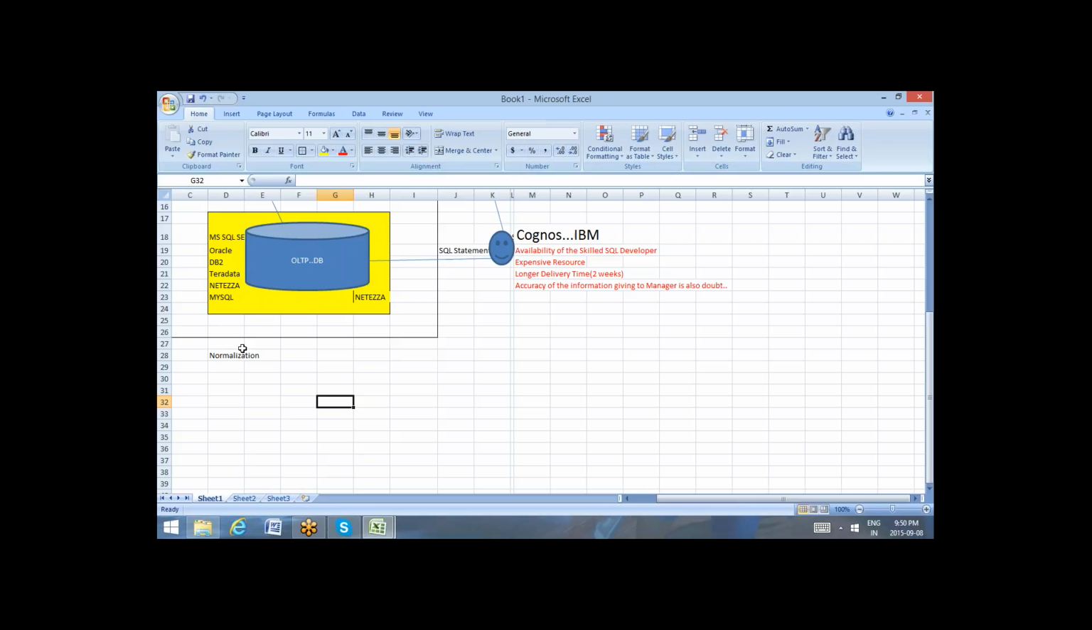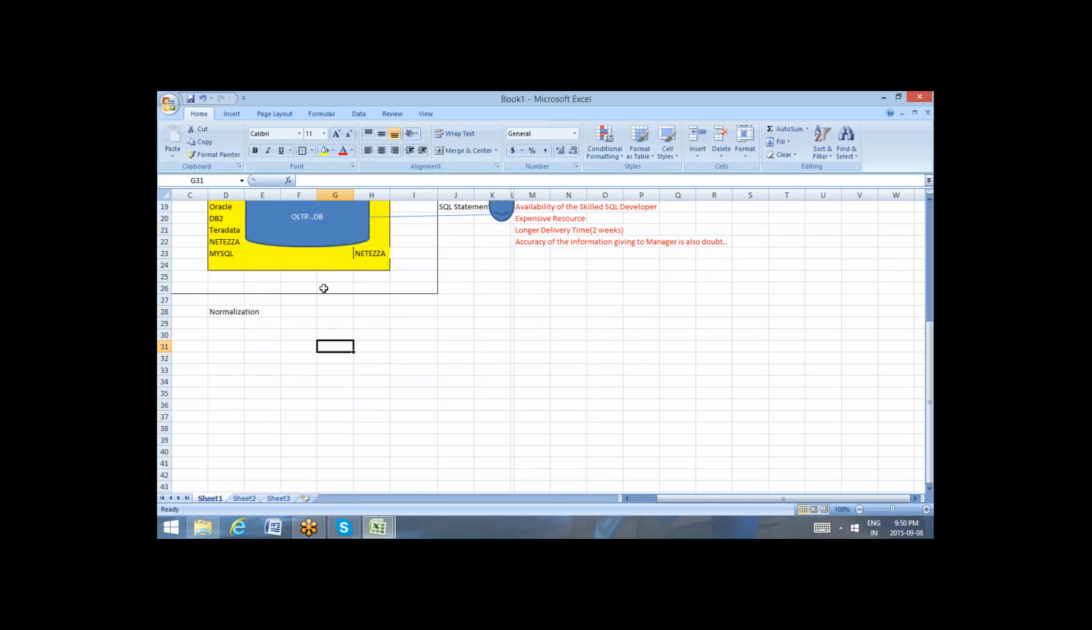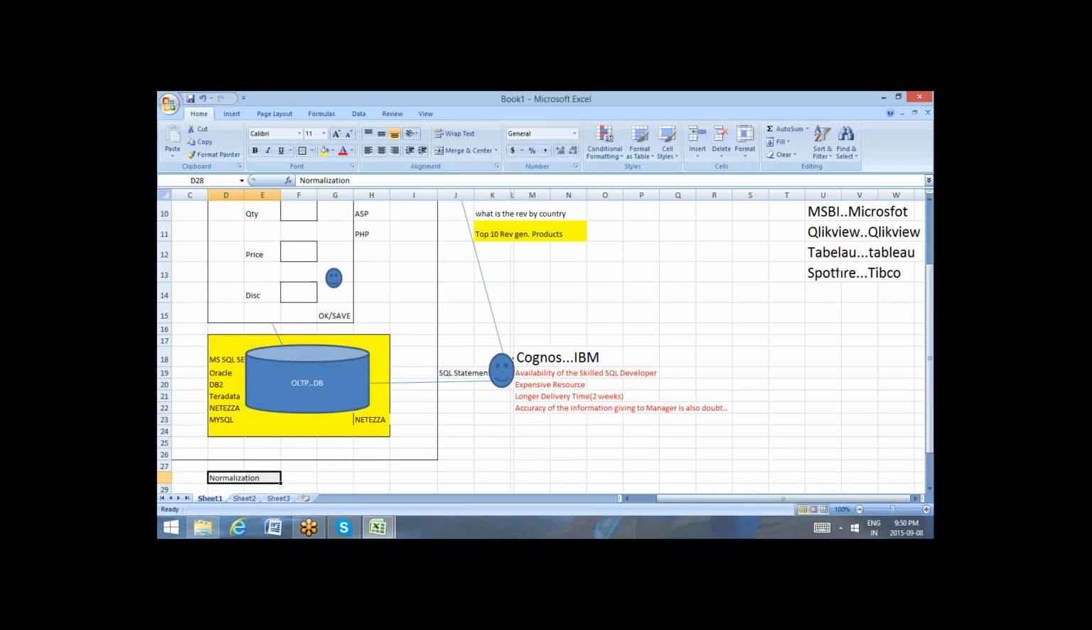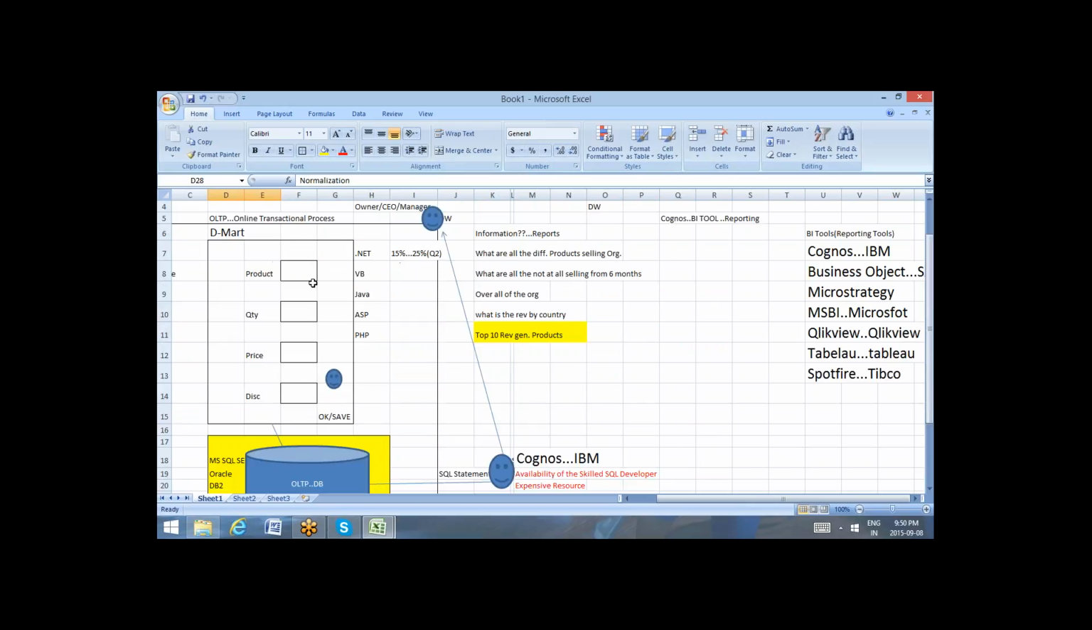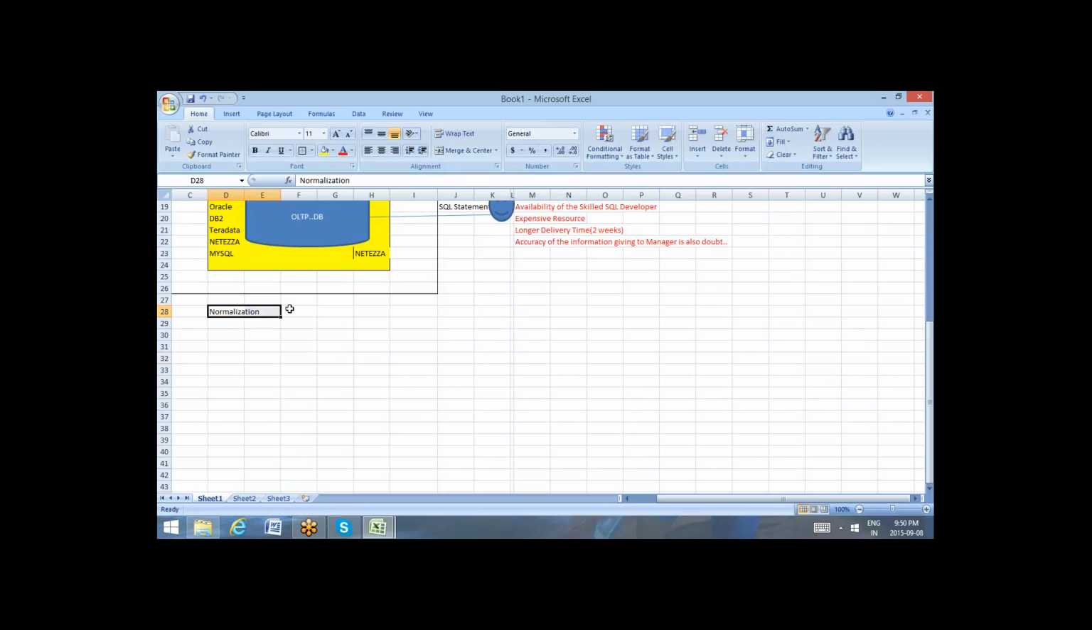There is one technique called normalization. The OLTP databases in organizations were designed using normalization. Srinivas, can you repeat the normalization once again? Yeah, I'm coming to that. The database tables in the OLTP database are defined based on normalization. So, what do we mean by normalization?